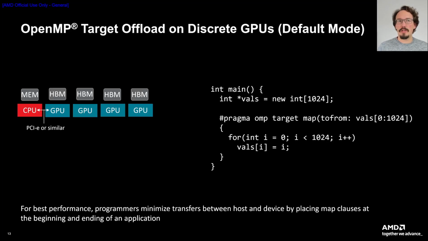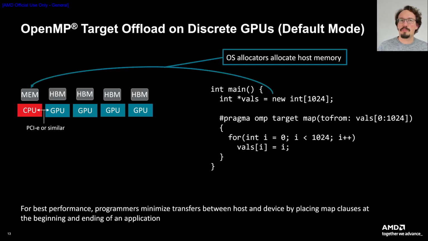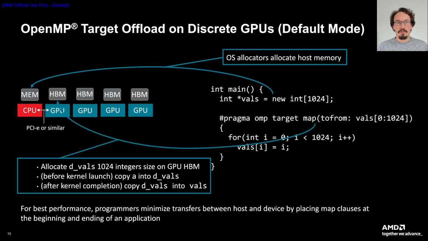First, the code allocates memory on the host memory via the operating system allocators. Next, the map clause lets the runtime do the following. First, it will go through a variety of checks to see if the data was already present on the GPU. If that is not the case, it will allocate a device version of the vals array, here called devals, which is large enough to hold the 1024 integers.